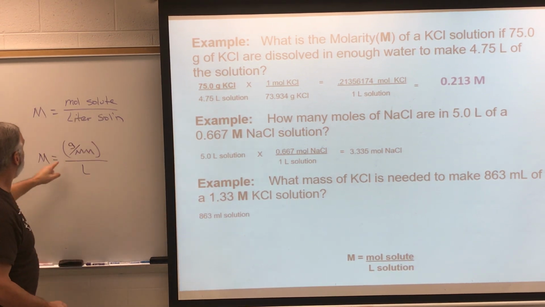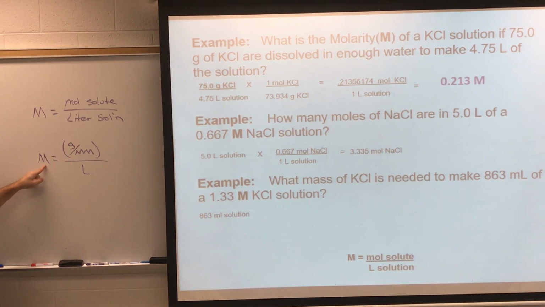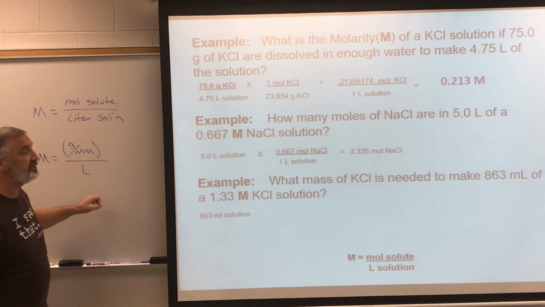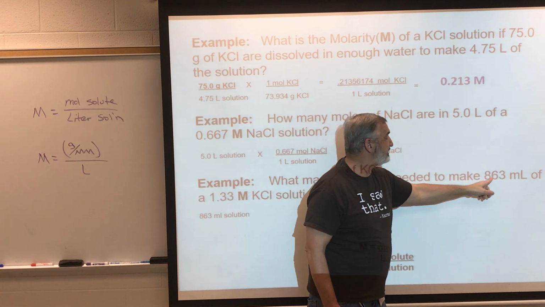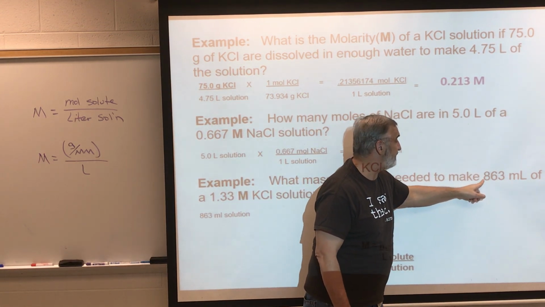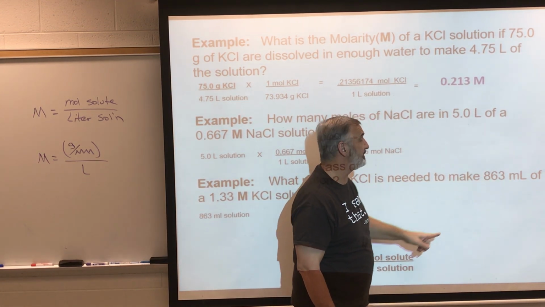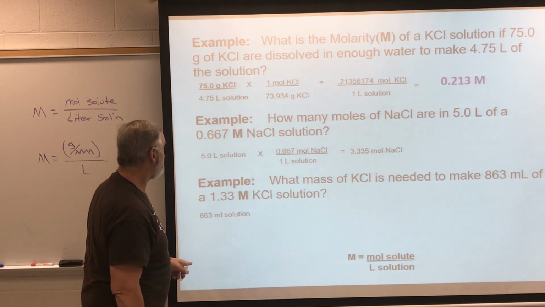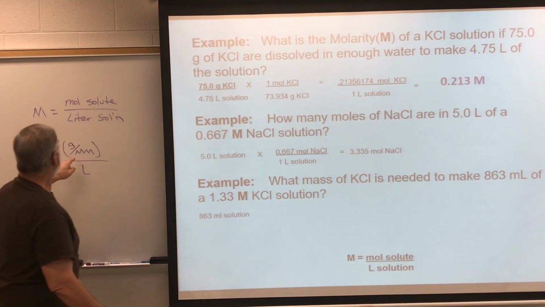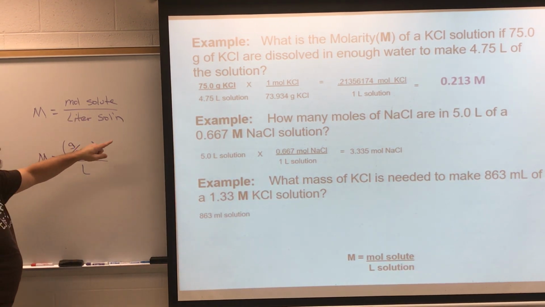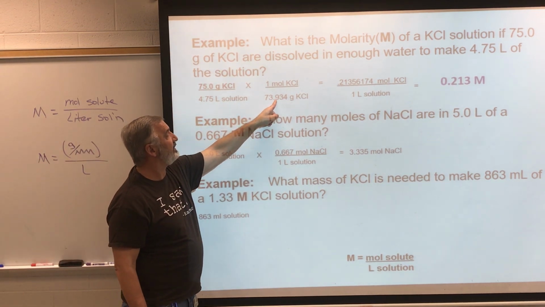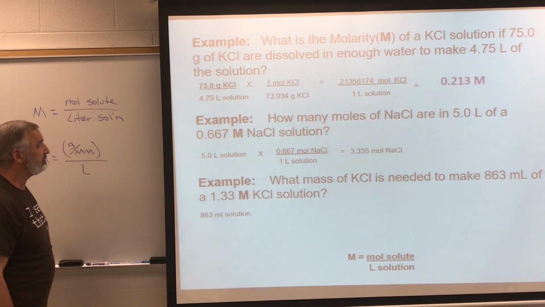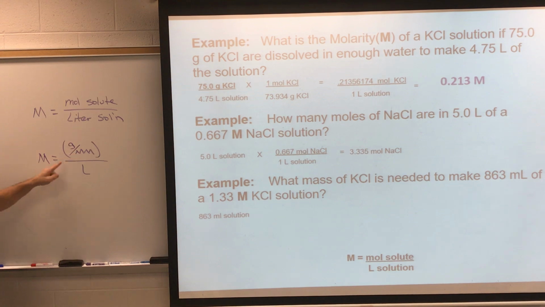All right, so now, what mass of KCl is needed to make 863 milliliters of a 1.33 molar solution? So I know I have 1.33 molar. Now, this has to be liters, but hopefully you know that 863 milliliters, you move the decimal 3 places, it's 0.863 liters. And you have to get your molar mass, but you already got that up here on this one. Here's your molar mass of the KCl.